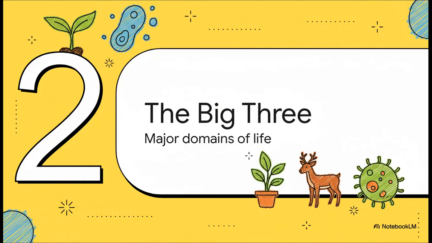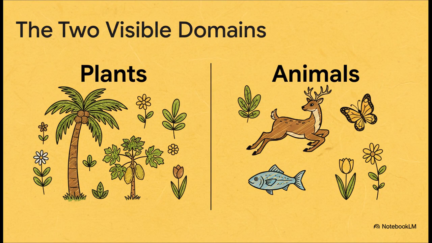Okay, so now we have a way to separate the living from the non-living. But that living pile is still absolutely gigantic. So the next logical step is to figure out how we can start sorting all of this life into big, manageable groups. And right away, two huge categories just jump out at us. The ones we can see with our own eyes every single day. Just look outside. You've got your plants, right? Things like coconut trees or papaya plants. And then you've got your animals. Everything from a deer to a butterfly to a fish.